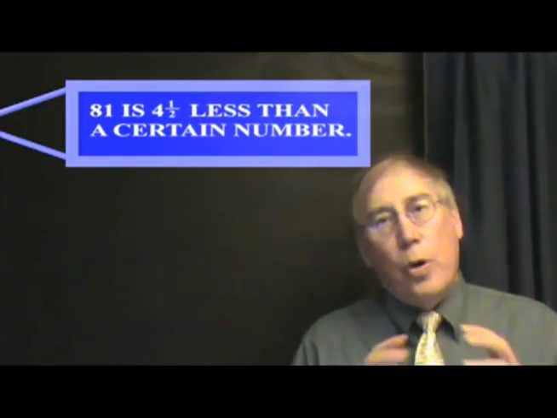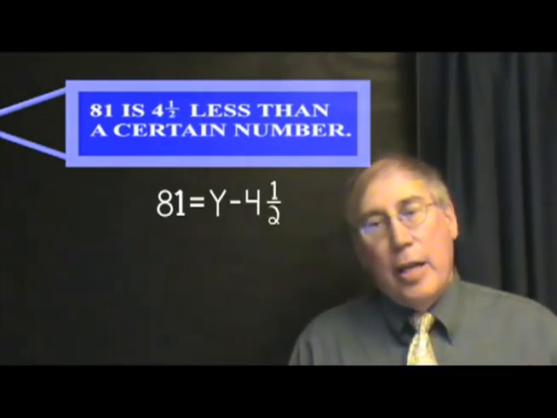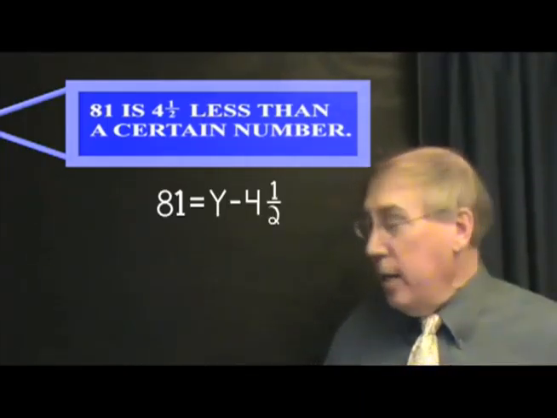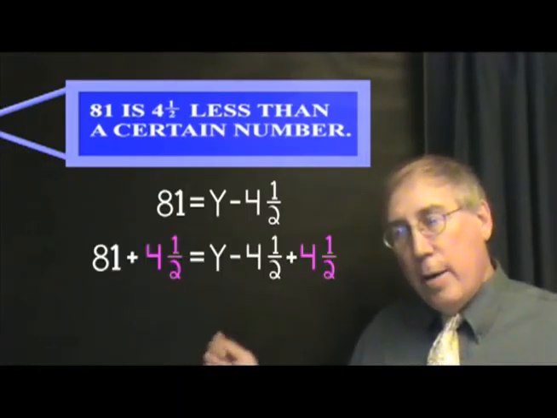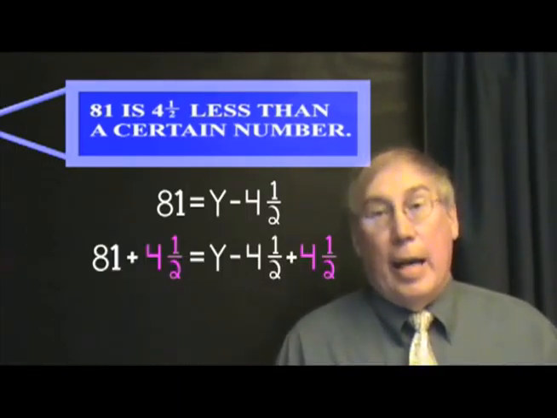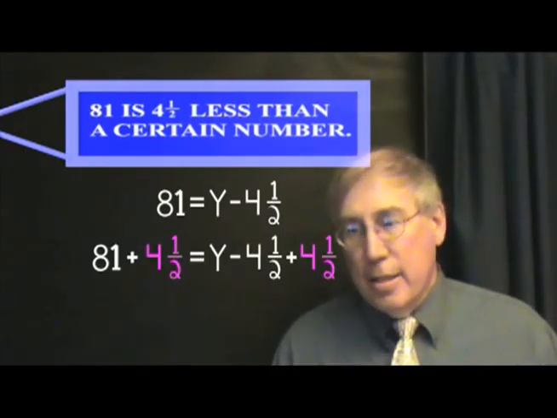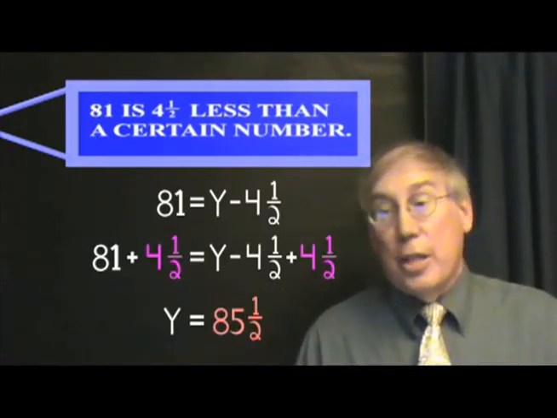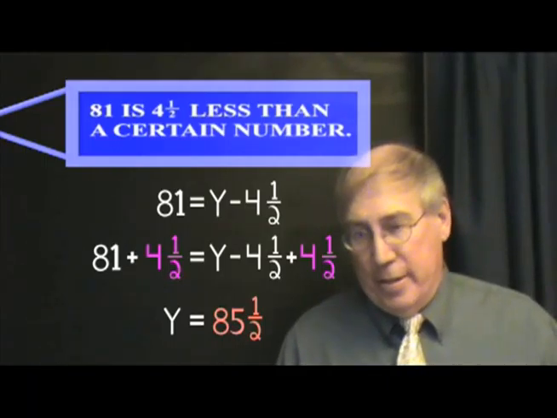"81 is 4.5 less than a certain number." 81 equals y minus 4.5. Add 4.5 to both sides, and we get y equals 85.5.